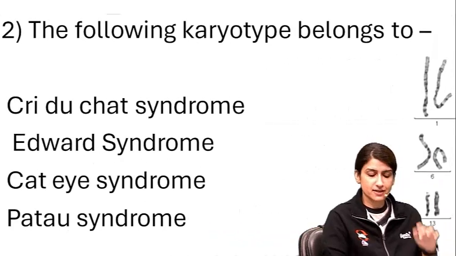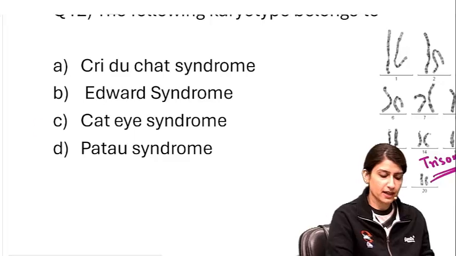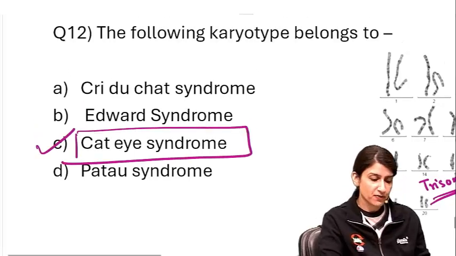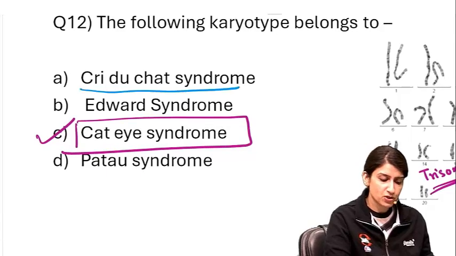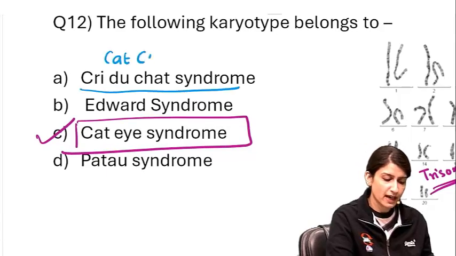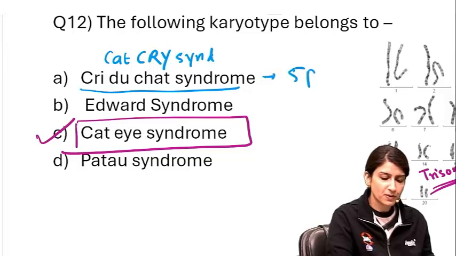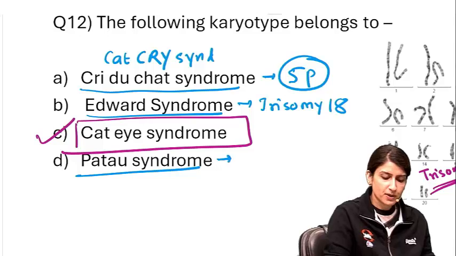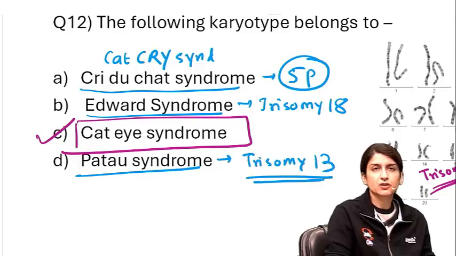So this is a clear-cut diagnosis of cat-eye syndrome. So correct answer is option C. But if I look at the rest of the options, Cri-du-chat. Cri-du-chat का दूसरा नाम होता है cat-cry syndrome. This is your 5P deletion, right? But if I talk about Edward, it is trisomy 18. What is Patau? Patau is your trisomy 13.